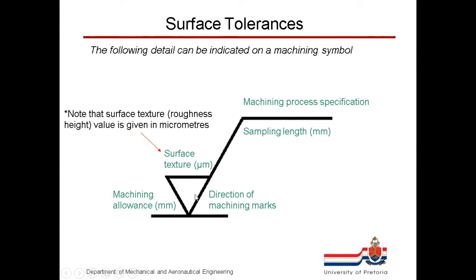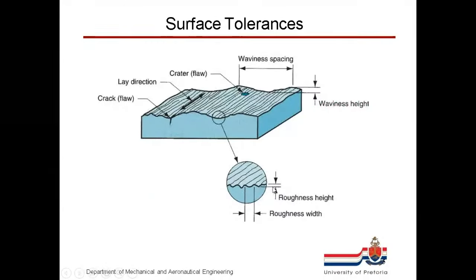Okay, so this is our machining symbol, and we can actually show quite a few things on this machine symbol. The main one that we are going to use in MGC is the surface texture. So note that surface texture, also the roughness height from the previous slide, this value is given in micrometers. So if I have a 3 or 3.2 or whatever on top there, that shows that that roughness height is 3.2 micrometers. So it's very, very small.